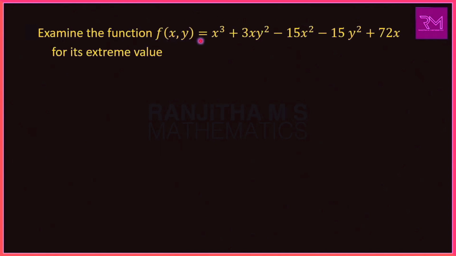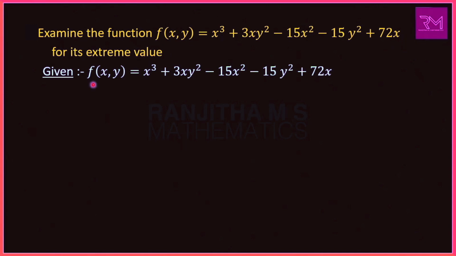Examine the function f of x comma y, which is equal to x cube plus 3xy square minus 15x square minus 15y square plus 72x, for its extreme value. First take the given function f of x comma y equal to x cube plus 3xy square minus 15x square minus 15y square plus 72x.